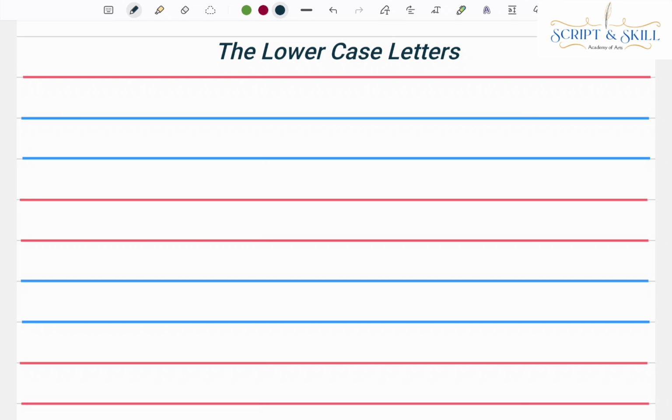So let's start writing the letter A. Can you see I'm writing it slowly? It means that I'm taking control of how I form this letter. That's the letter C.